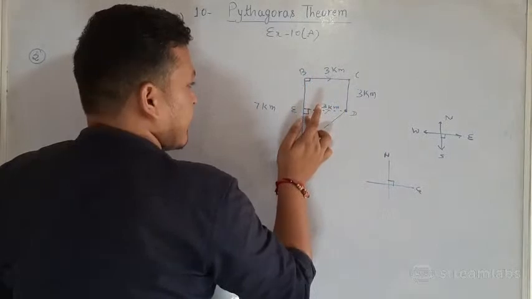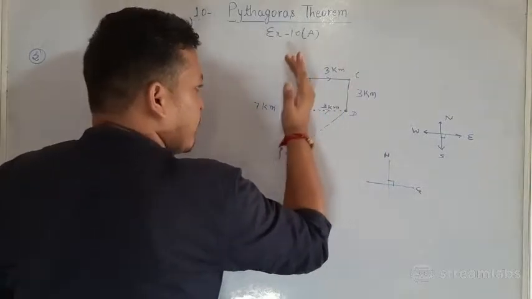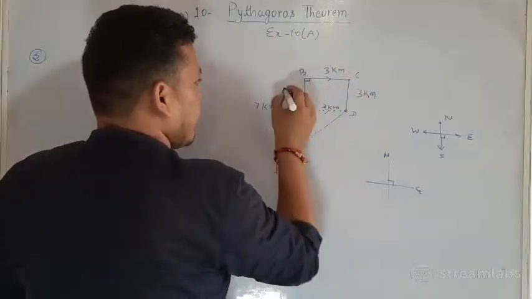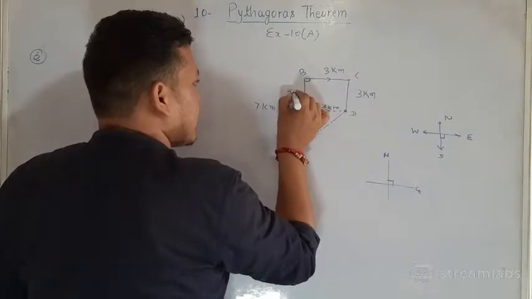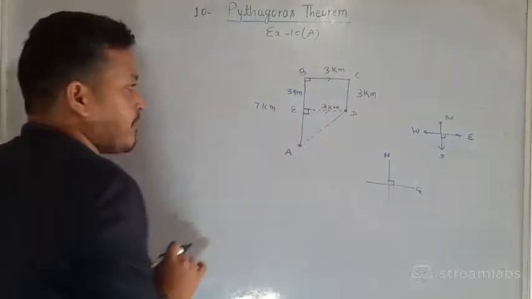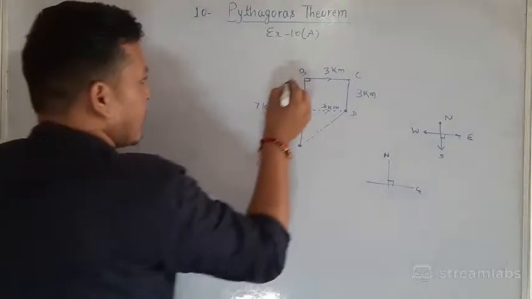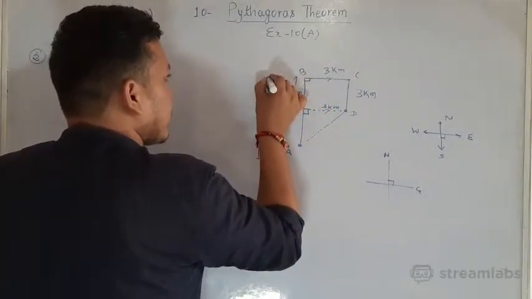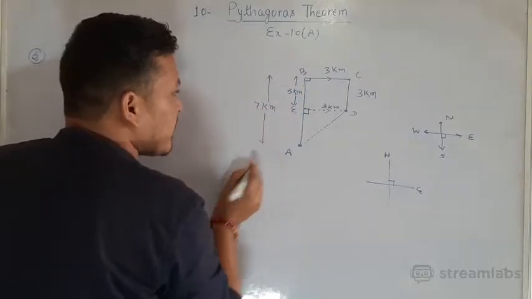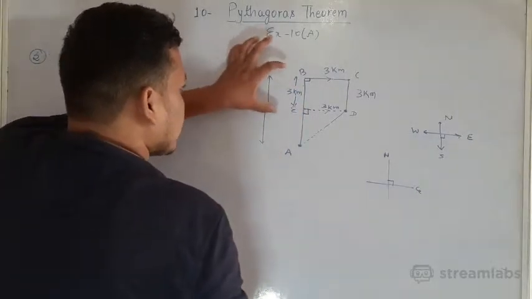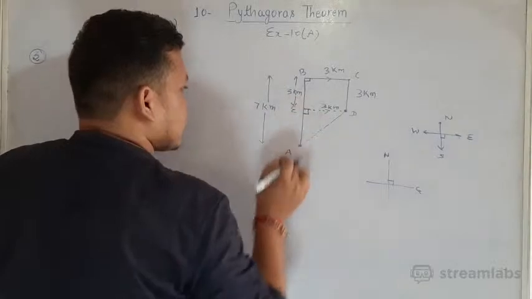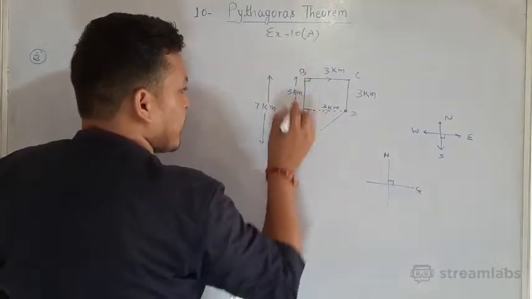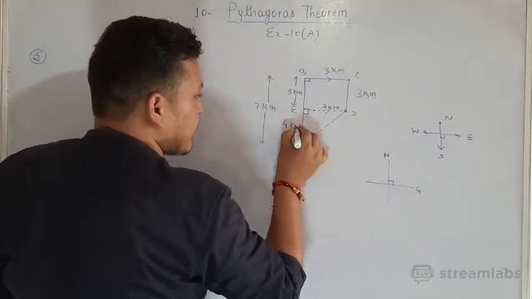This angle and this angle is 90. It means these two sides will also be equal. So 3 kilometer, this smaller length is also 3 kilometer. Any problem? No. Now what is the total length? This is BE, 3 kilometer, but the total length of this side is 7 kilometer. If the total is 7 and this part is 3, so what is EA? EA is 7 minus 3, which is 4 kilometer.